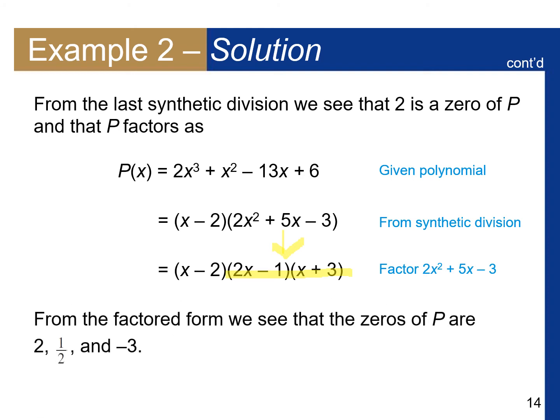So now I can find all my solutions. I see if I place 2 in here, that it'll be a 0. I see that if I place 1/2 in here, I will get a 0. And I see if I place -3 in here, then I'll get a 0.